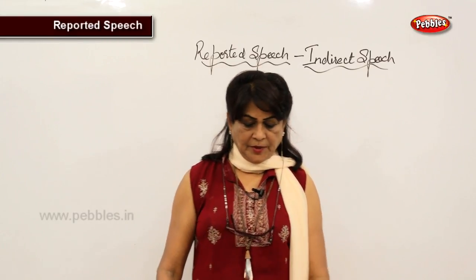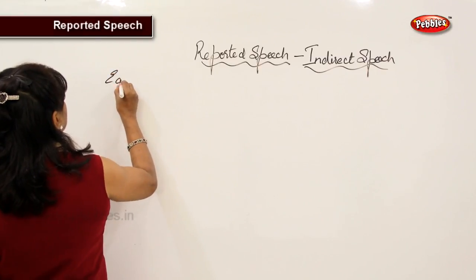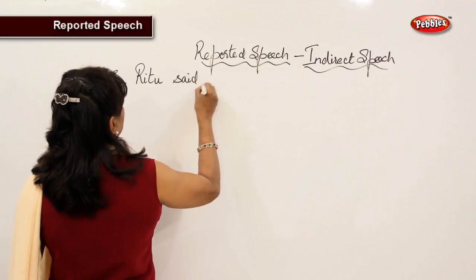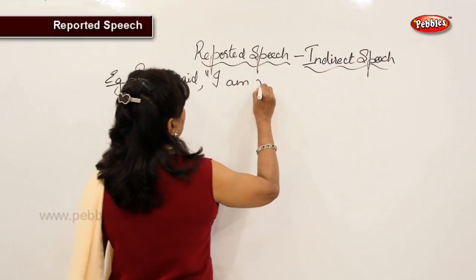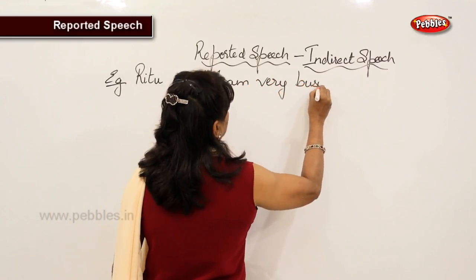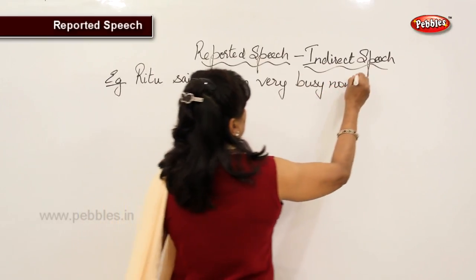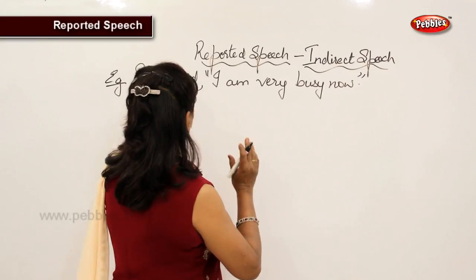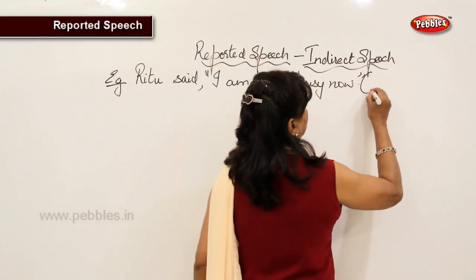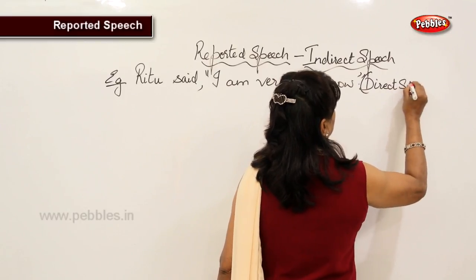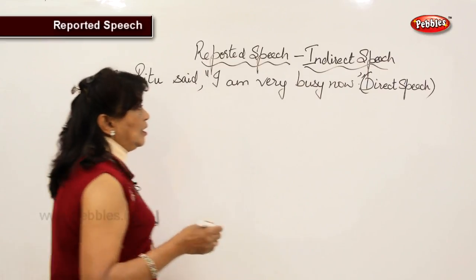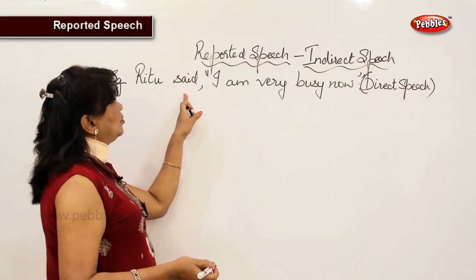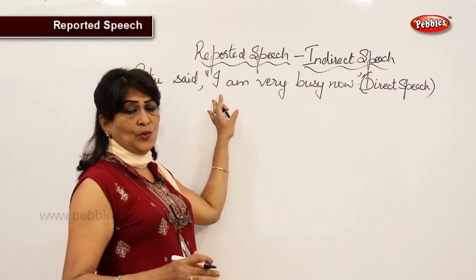Now if I say, for example, Ritu said, "I am very busy now." I'm enclosing it within inverted commas. And what speech is this? I've quoted the exact words of what Ritu said. So this is direct speech. Now, how do I report this? Now, if you see here, the verb is in the past tense, that is Ritu said, but here I am very busy now.